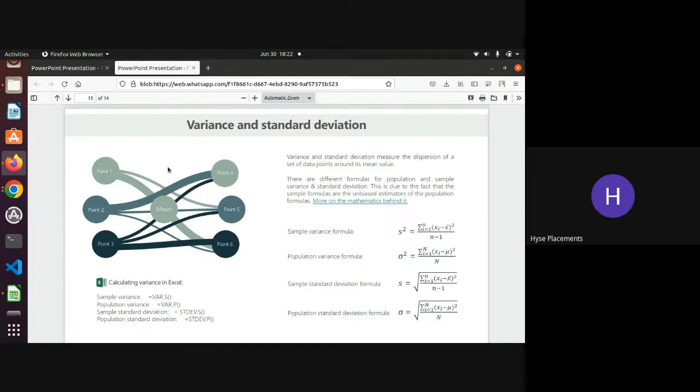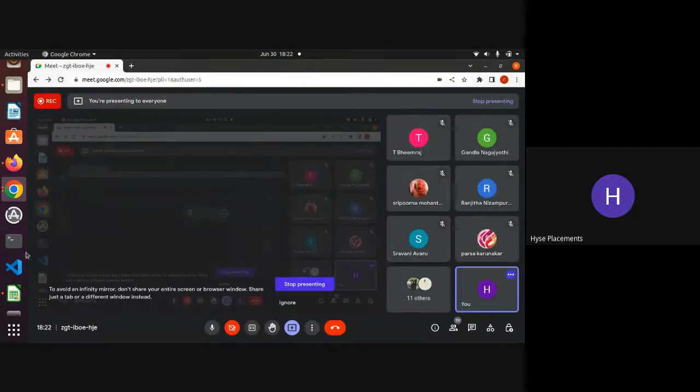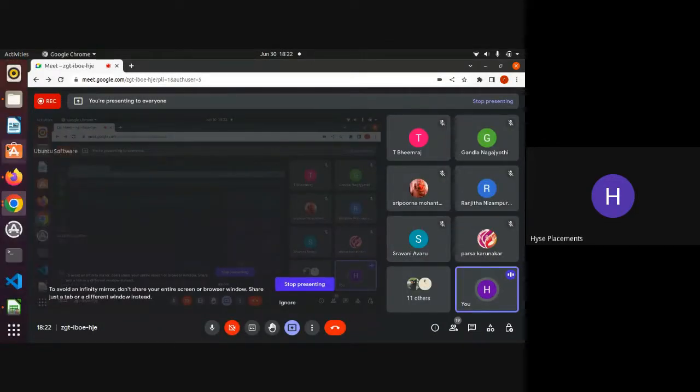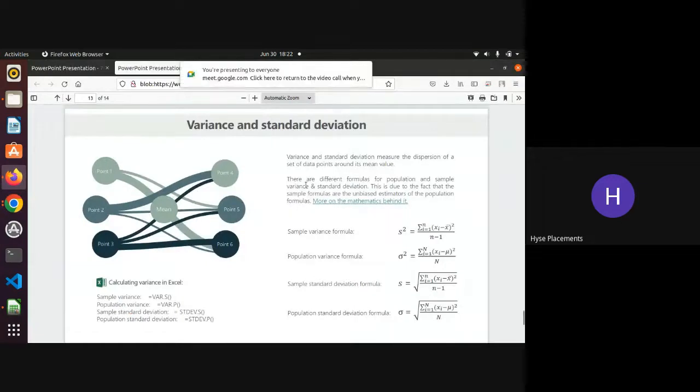If the spread is not in a diagonal way, then we don't have patterns present in the data. If the spread is in a diagonal way, then we have patterns present in the data. So there are different formulas for population and sample variance and standard deviation. There are different formulas for population and for samples. We'll look into the formulas actually.